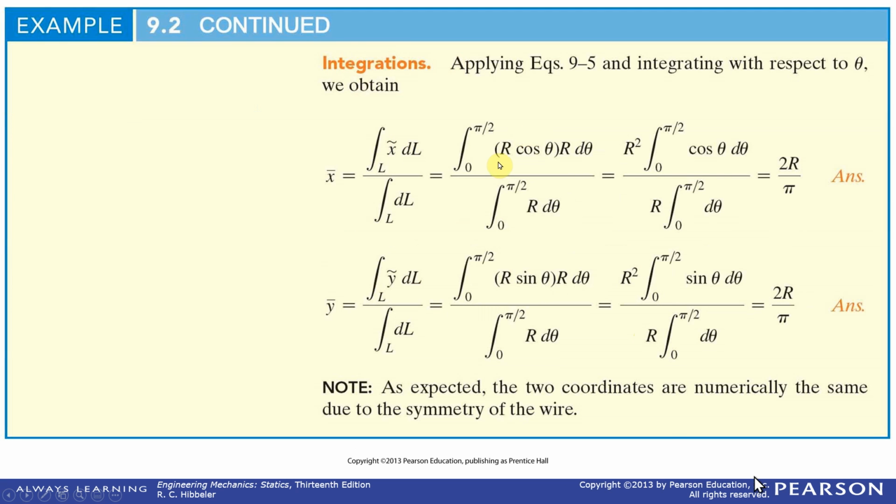So the integral for x bar: cosine theta times dl, which is r d theta. The integral from 0 to pi over 2 of cosine theta is going to be 1. The integral from 0 to pi over 2 of d theta is just pi over 2. So it's r squared divided by pi over 2 r. Well, flip the denominator and multiply, and you get 2r over pi.